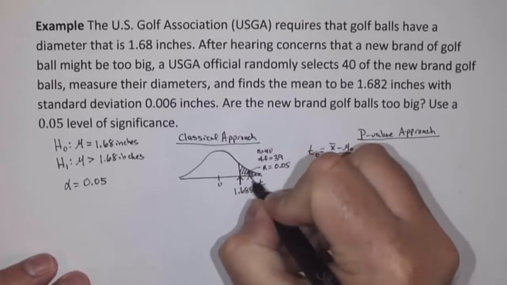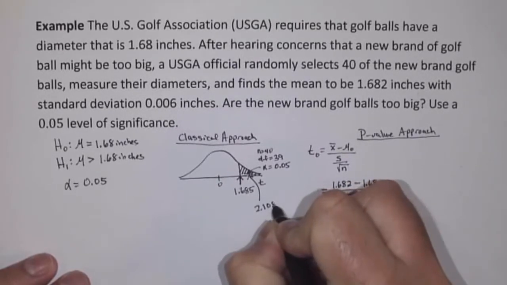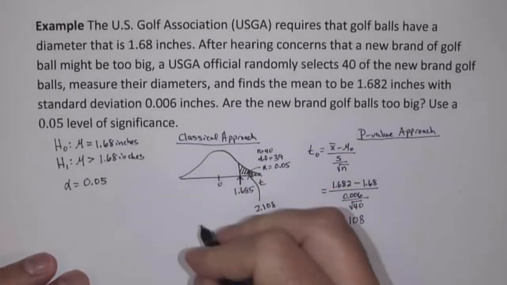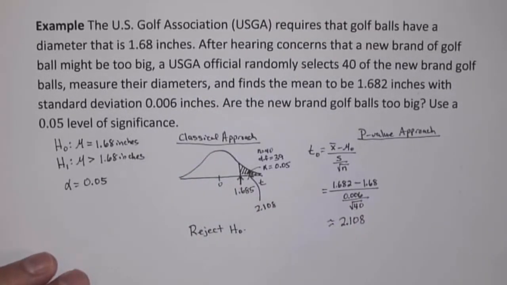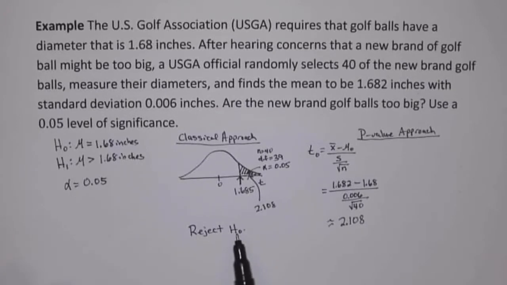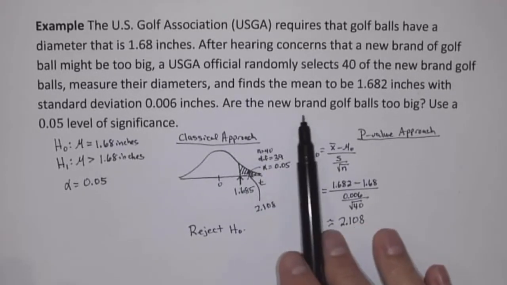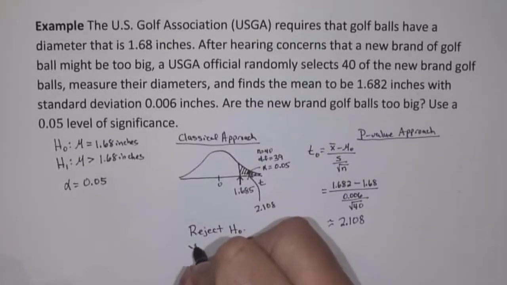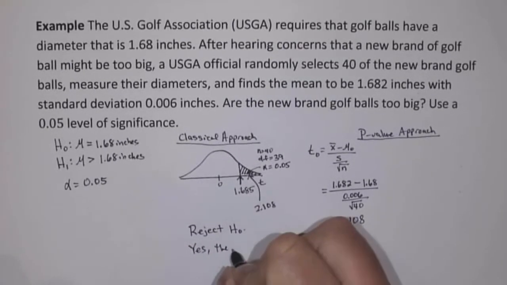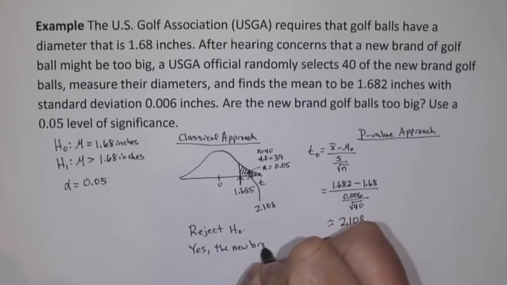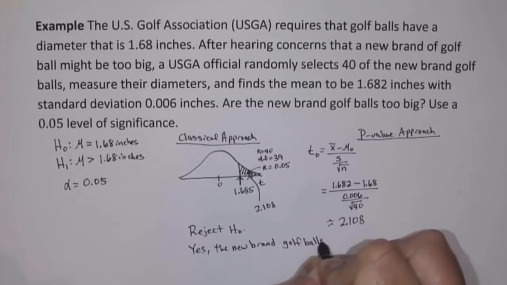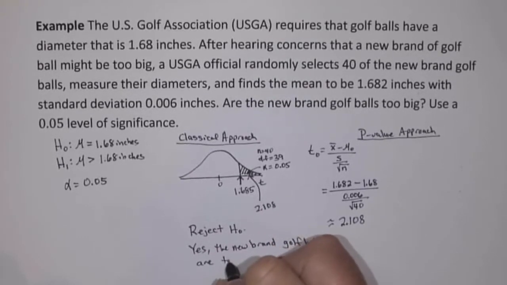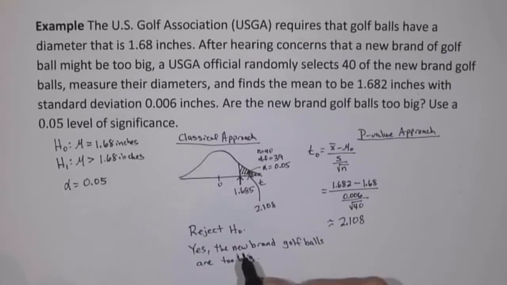Since 2.108 falls to the right of 1.685, that tells me to reject the null hypothesis. So if I reject the null hypothesis, are the new brand golf balls too big? My answer to that would be yes. The new brand golf balls are too big. They're too big for the USGA standard.